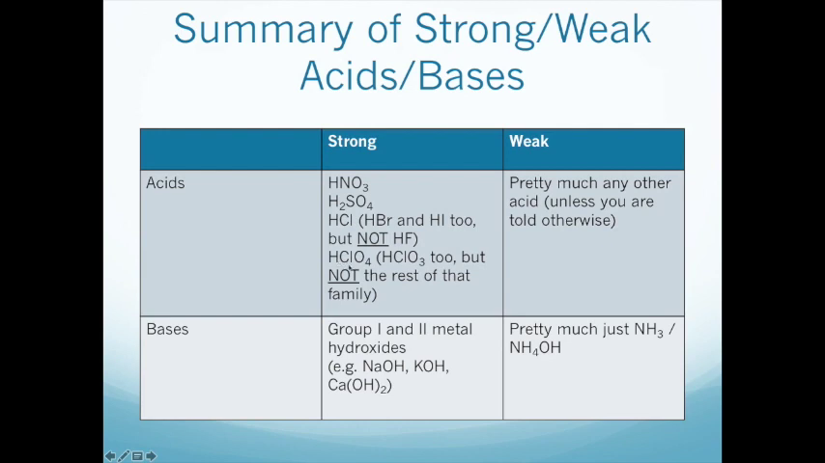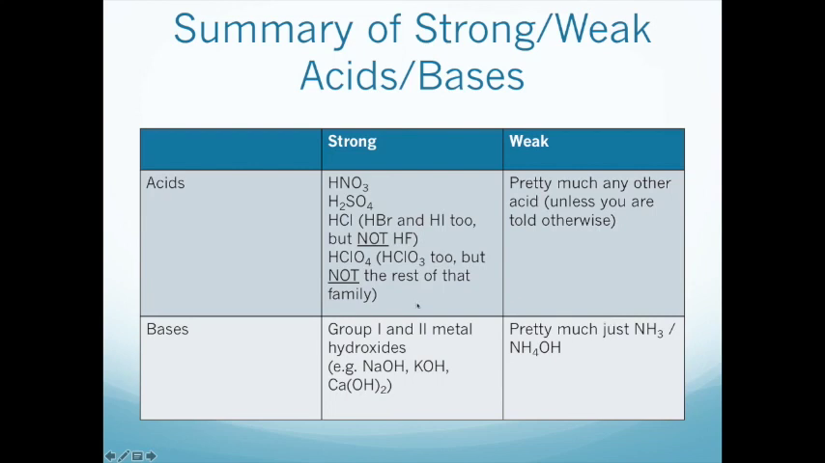Perchloric acid, HClO4, and chloric acid, HClO3, are strong acids, but chlorous acid and hypochlorous acid are weak acids. Most acids are weak acids. However, there may be a situation in which you encounter an acid that is incredibly strong. There are things called super acids, which will basically protonate anything, but they will always be labeled with severe warnings about how dangerous they are.